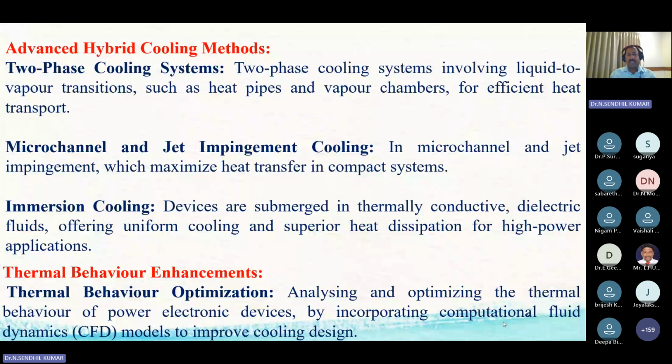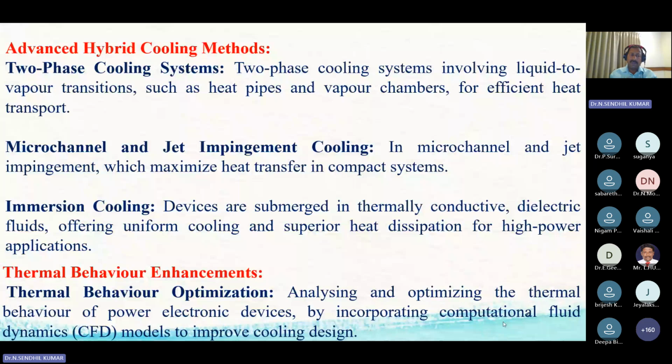And the second one is called micro channel and jet impingement cooling. In micro channel and jet impingement cooling, in a very small compact area where you are accommodating all these systems, we have to send the fluid. Here also fluid will be circulated, but a small quantity of fluid, and very effective. The only challenge is that it is very compact, a very small area.